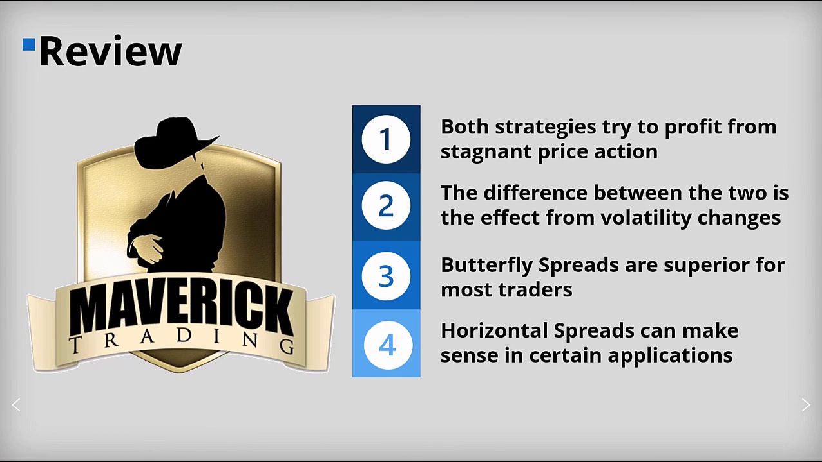So let's wrap this up here. Both strategies are profiting from decay of time value. Really the only difference between the two is the effect of volatility. And because if something is stagnant, you'll see a drop in volatility, it pretty much says the butterfly spread is superior. There's a few times where the horizontal spread makes sense. We went over a few of those. But if you're looking to make a pure play just based on direction, pick the butterfly. It's the superior trade every time.